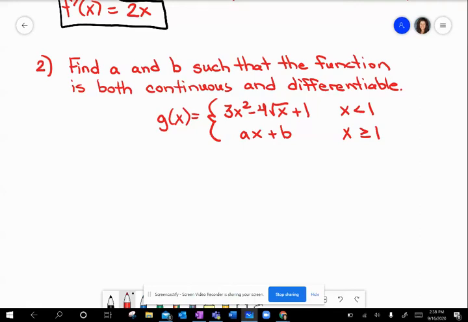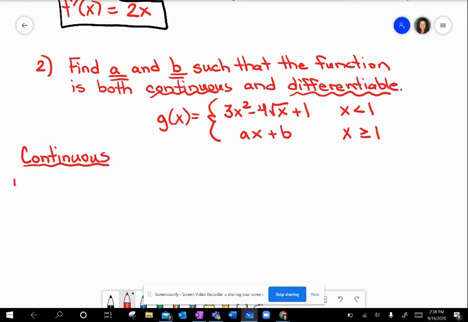Okay, now that we know a few derivative rules, we're going to try an example where I have to find both a and b such that we'll make this piecewise function both continuous and differentiable. Now remember, for a function to be differentiable, it must be continuous. So we'll always start with continuity. So let's see, what must a and b be to be continuous?